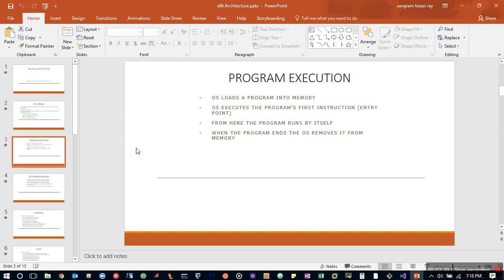Program execution. The OS loads a program into memory when you double click it or invoke it from the command line. Then the CPU has to go to the entry point of that program. Only then can it start executing. After the program is done, after it has returned zero and doesn't have any further processing, the operating system unloads that program from memory so that the memory can be used for other programs.